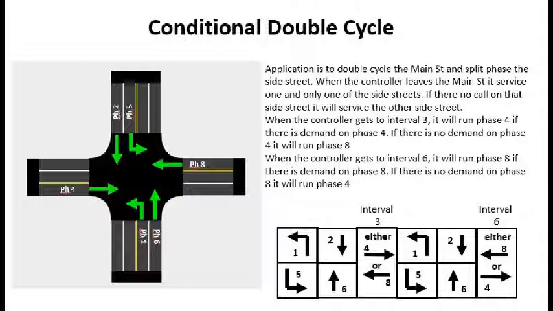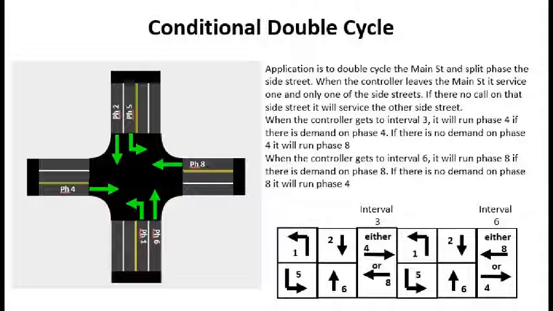So when the controller is double cycling, it runs 1 and 5, 2 and 6, it will get to an interval where the primary phase is 4. If there's no call on 4, because it's a minor movement, very little traffic, it can go from 4 to 8. So it'll either run 4 or 8 during interval 3.